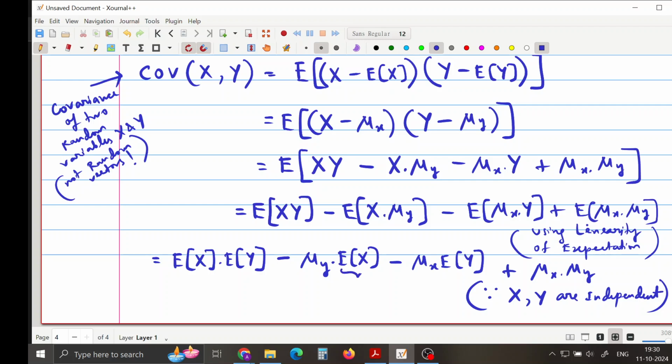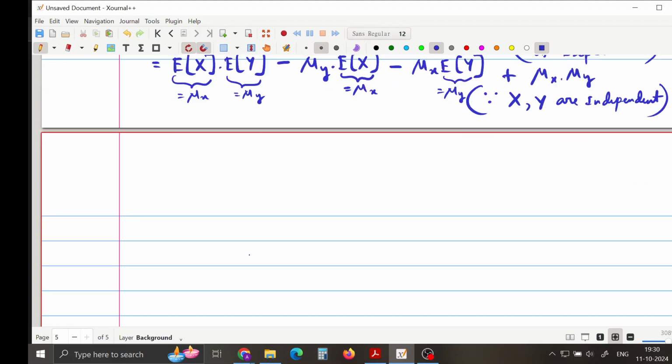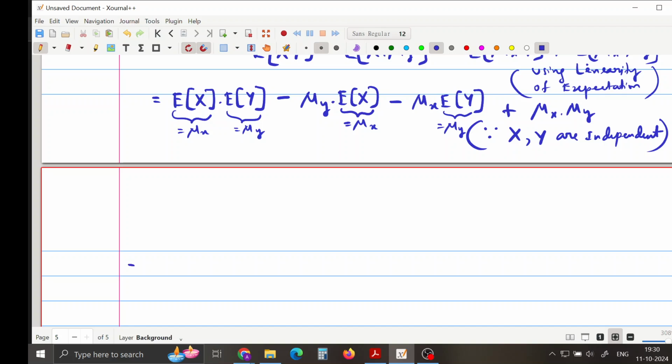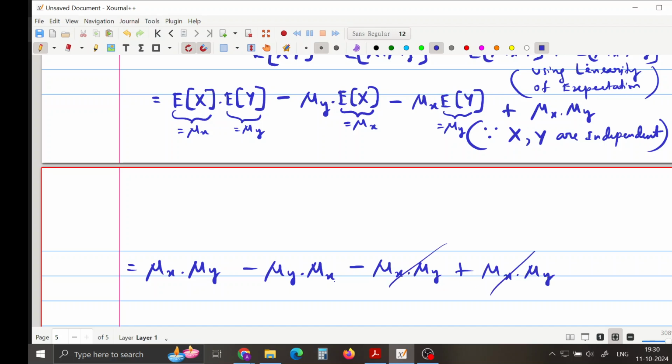And what about this guy here, expectation of x, this is mu x. What about expectation of y, this is mu y. So what do we have here? And of course this is also expectation of x, expectation of y, right? So if I go back to the next page, this is expectation of x times expectation of y minus expectation of y times expectation of x minus expectation of x times expectation of y plus expectation of x times expectation of y. So this gets cancelled. This also gets cancelled. Have 0.